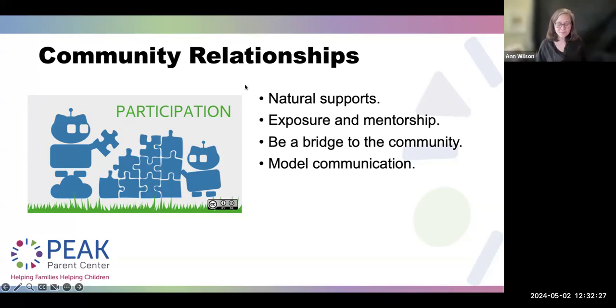Also, model communication. If you have a child who struggles with communication, sometimes people in the community might not be familiar with how to interact with them. So sometimes you can model how to communicate, and again, do what you can to facilitate that connection, and then maybe step back and see if you can let that build on its own.